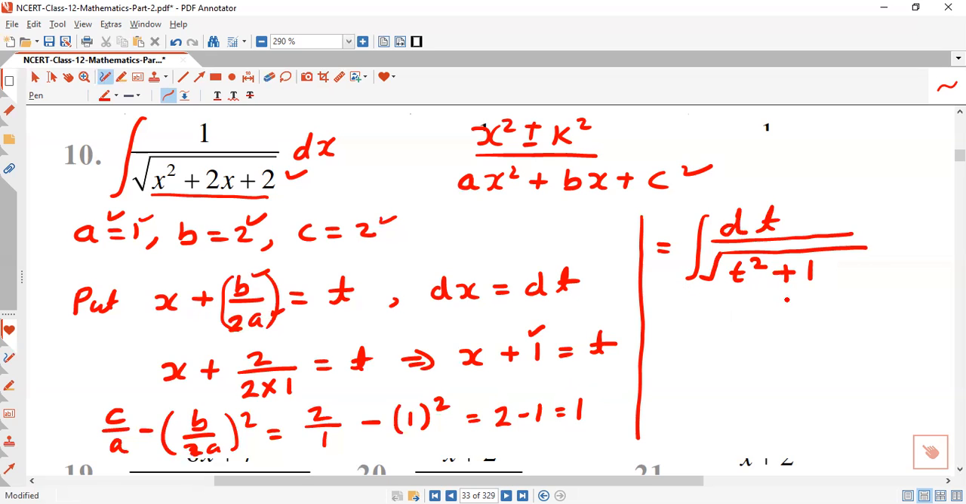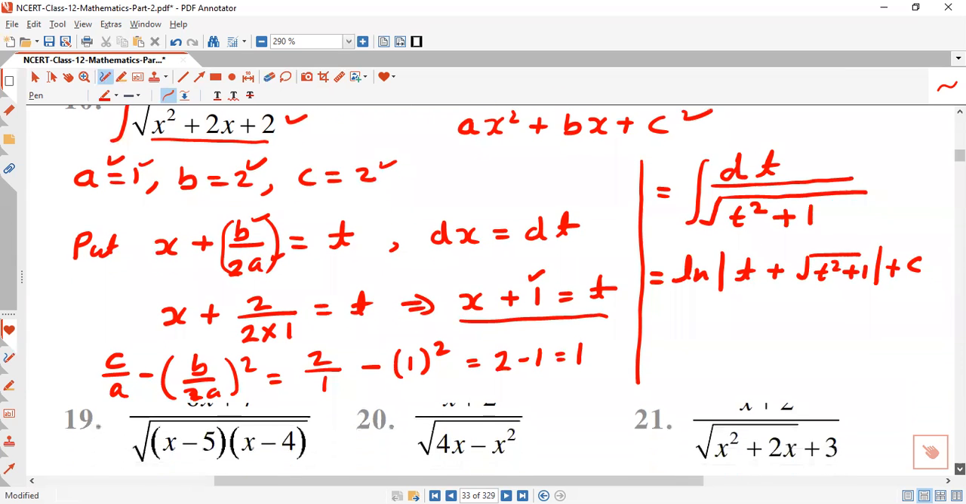Now we will solve this one. Now we know the formula: integration of dt over under root of t square plus 1 will be equal to log of mod t plus under root t square plus 1, plus some constant c. This is the answer of this question, and you have to put the value of t, which is x plus 1.